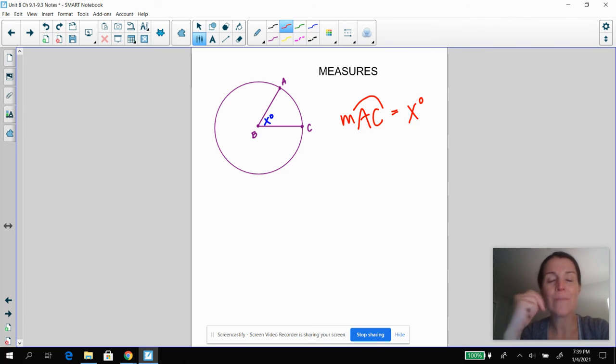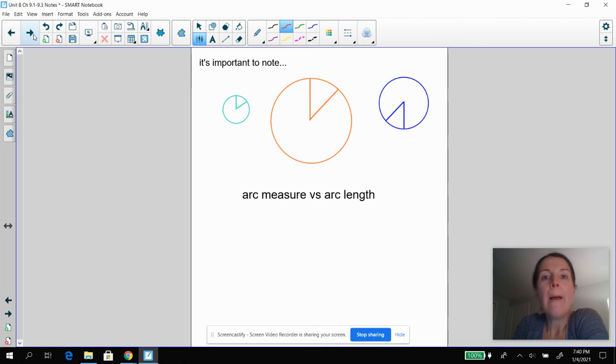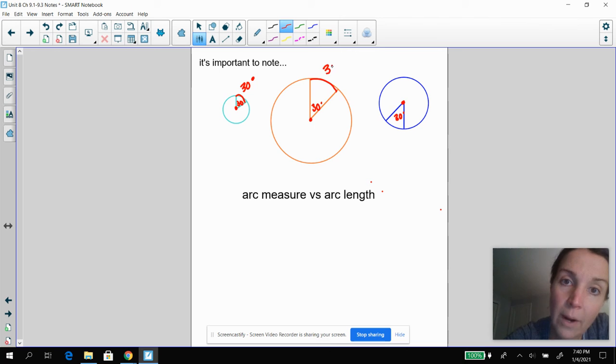Always, always, always. What do you think the maximum measurement of an arc can be? 360 degrees, exactly, because if you went all the way around, it would be 360 degrees. And same thing for the central angle, right? Fab. But I want you to note that the measurement of an arc is different than an arc length. So in this situation, let's say that all of these central angles were 30 degrees. That means the measurement of all of these arcs would also be 30 degrees, right?